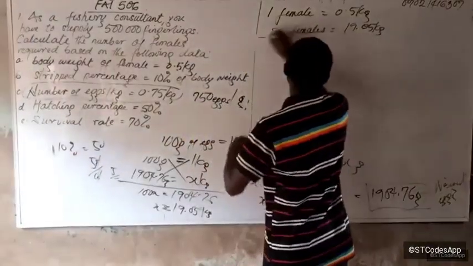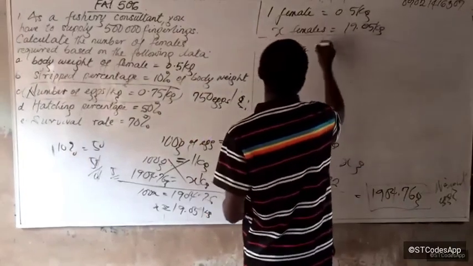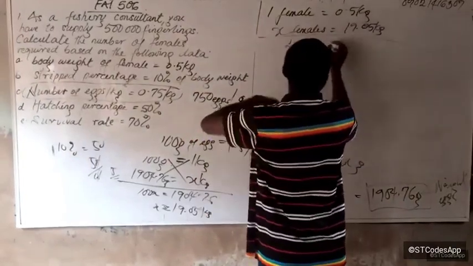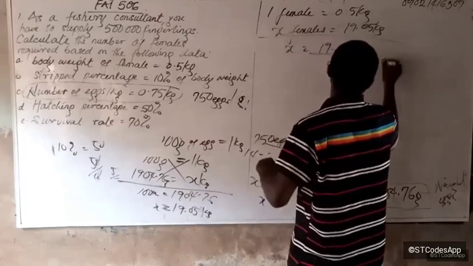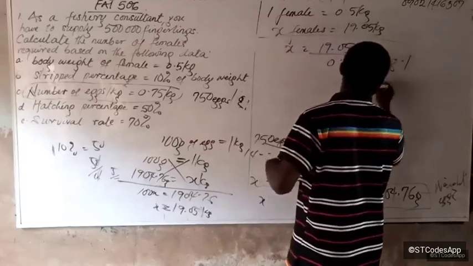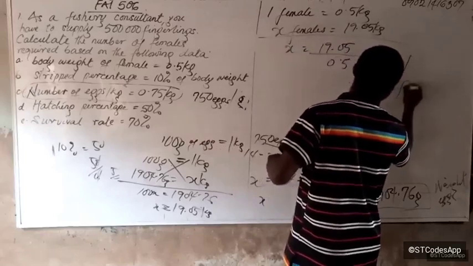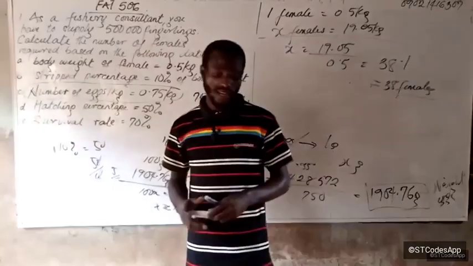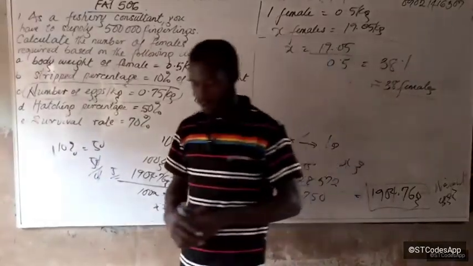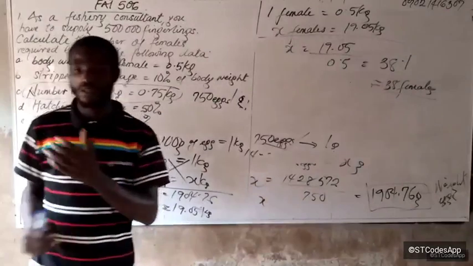All right. So we have this. I'm going to cross multiply. We have x will be equal to, when we cross multiply, 19.05 over 0.5, and that is going to give you 38.1. So approximately 38 females are needed, and that is the answer to that question. All right, so let's solve the second question.